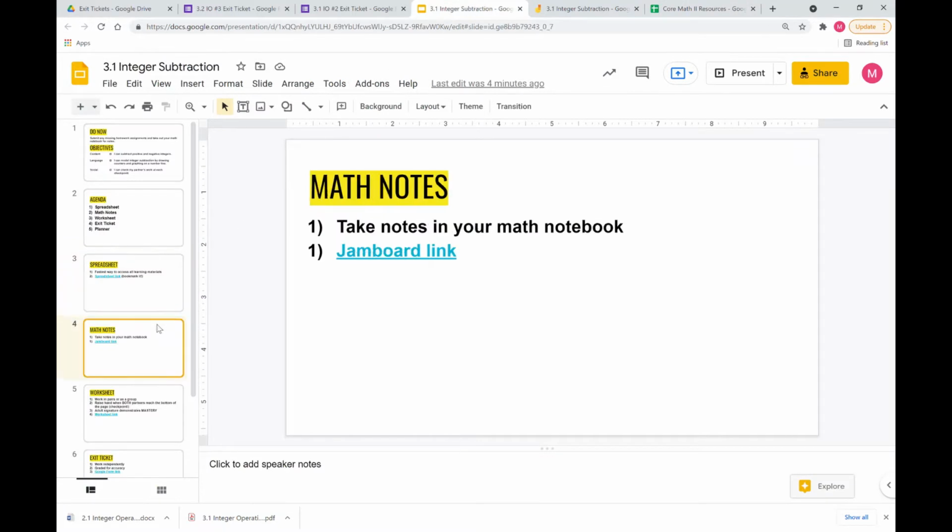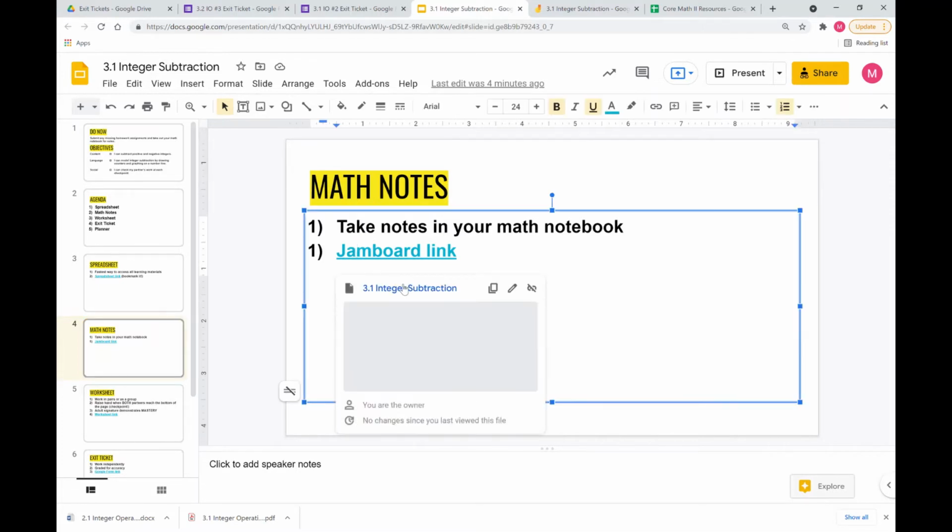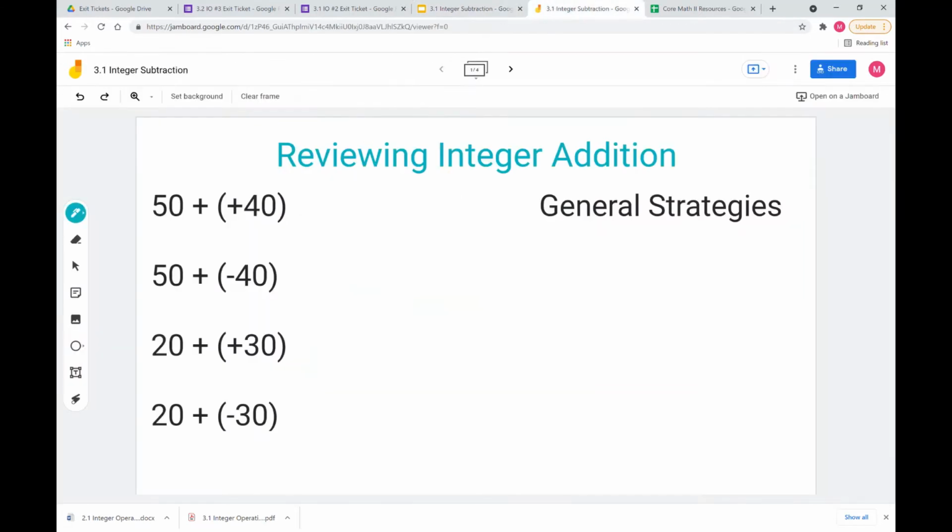So let's get to taking notes. Make sure you take out your math notebook so you can take notes. And I'm going to do the main lesson for today on Jamboard. Before we jump into integer subtraction, let's review integer addition. In the integer operations number 1 worksheet, you dealt with small numbers. But what if we have larger numbers like 50, 40, 20, 30, 100, 1,000, and so forth? We need to come up with some general strategies.